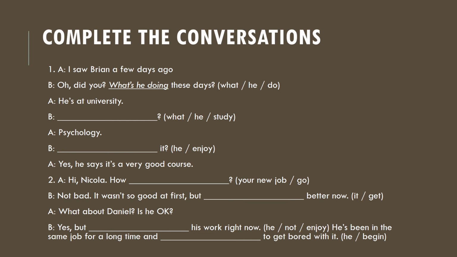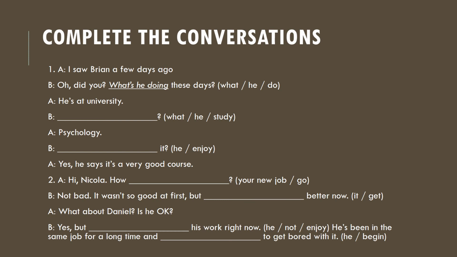Number 1 is between A and B. A: I saw Brian a few days ago. B: Oh, did you? What is he doing these days? Look, these days, so this must be present continuous. Between brackets they gave me what, he and do. So what is he doing? Do is the verb, we said doing. A: He's at university.